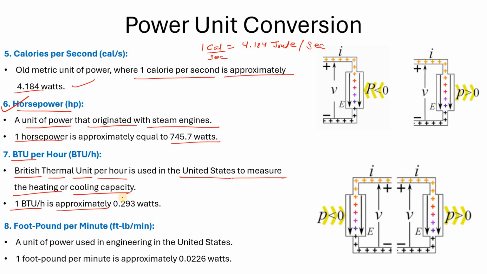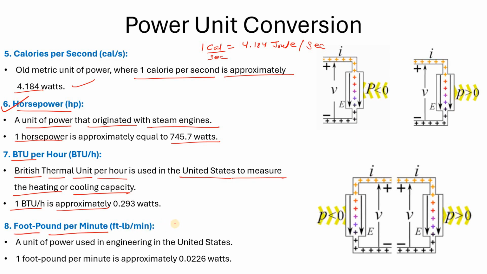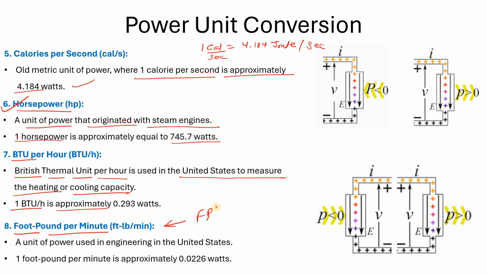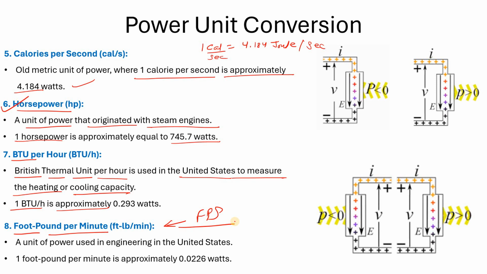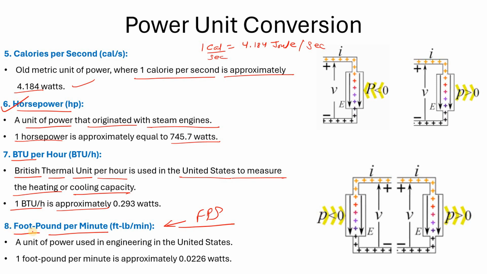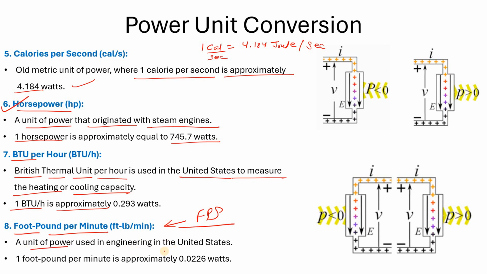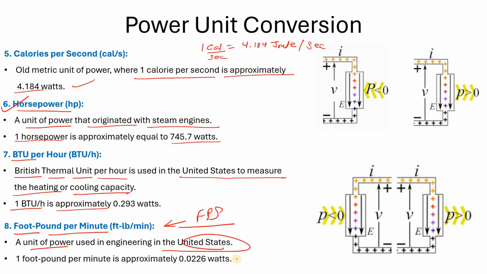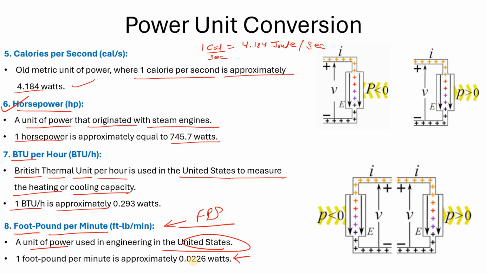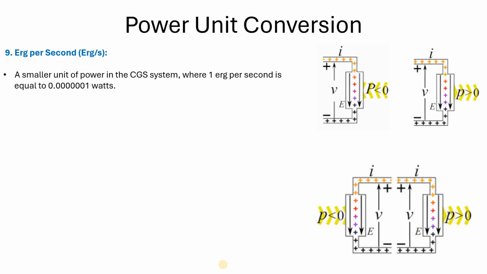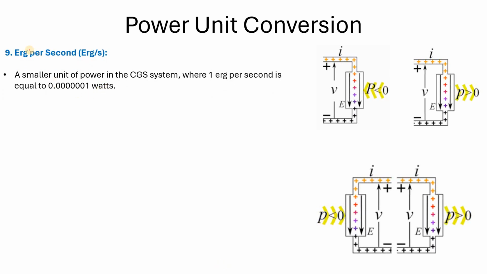Now the next unit is foot pound per minute. This is mainly an FPS unit. As we know, there are SI, MKS, CGS and FPS units, and this is the FPS unit. It is also used in the United States, and 1 foot pound per minute is approximately equal to 0.0226 watt.